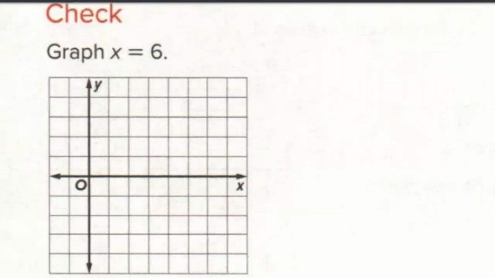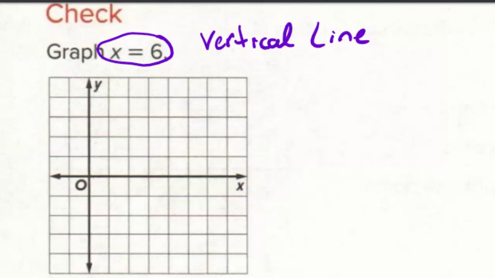Okay, for this one we have x equals a constant, which means we're creating a vertical line. And that vertical line is going to happen at x equals 6. So we just count them out, 1, 2, 3, 4, 5, 6. So right here we're going to draw a vertical line. And every point along that line has an x value of 6, and it represents our solution.